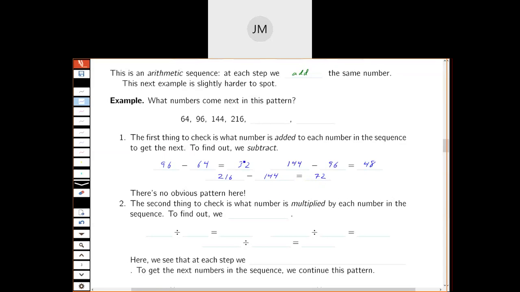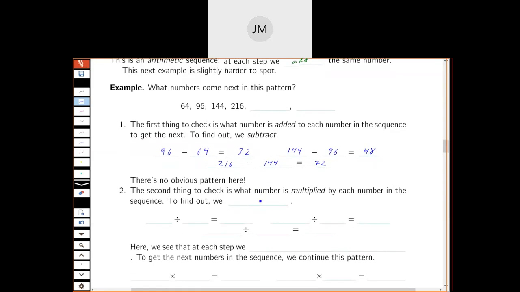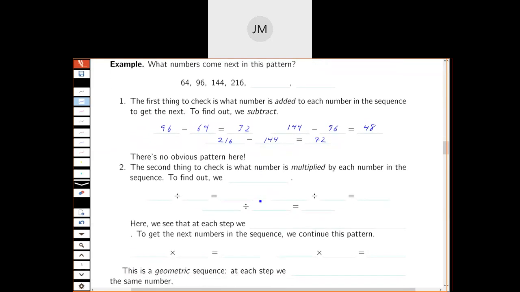These aren't the same number that I'm adding each time, so that's not really a clear pattern. So maybe adding each time isn't what we're doing. So let's see if there's a common thing that we're multiplying by each time. To figure out how much we add each time, we take the bigger number and subtract the smaller. If I want to see how much I have to multiply 64 by to get 96, I can divide these to see what that missing multiplier is. So to find out, we're going to divide.